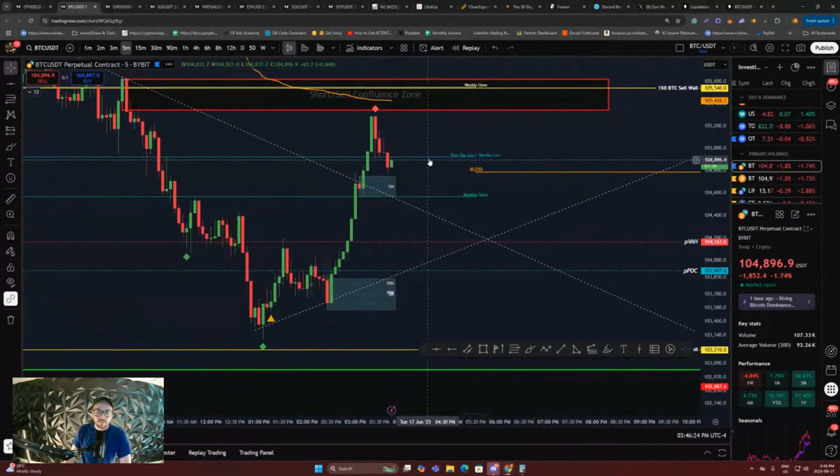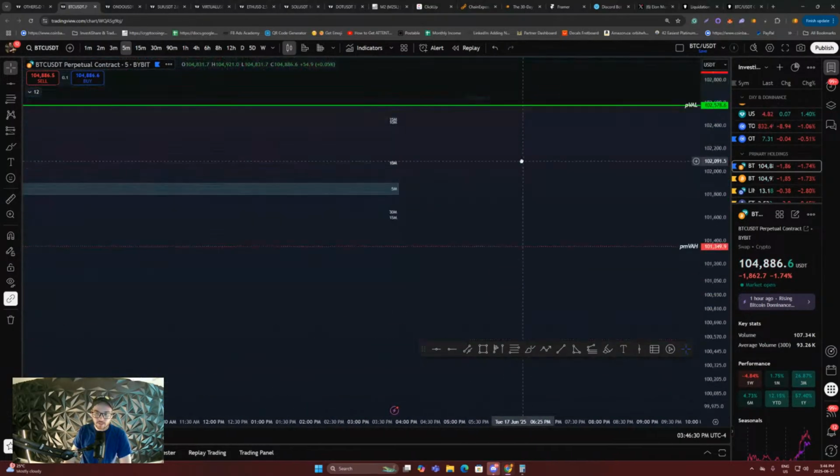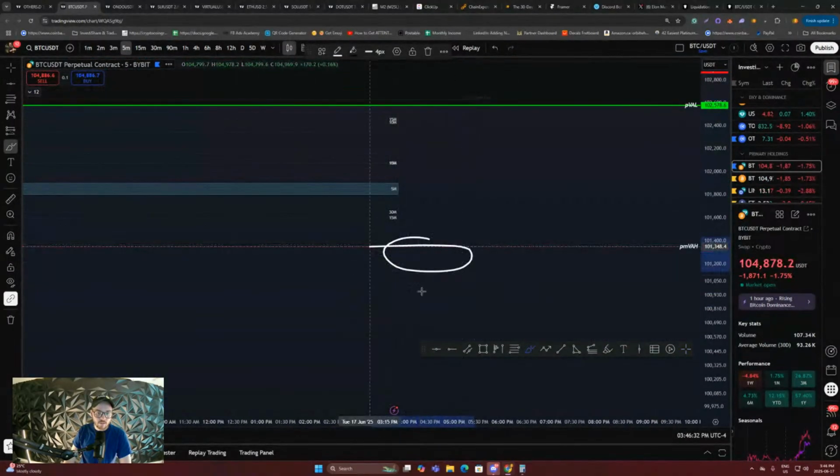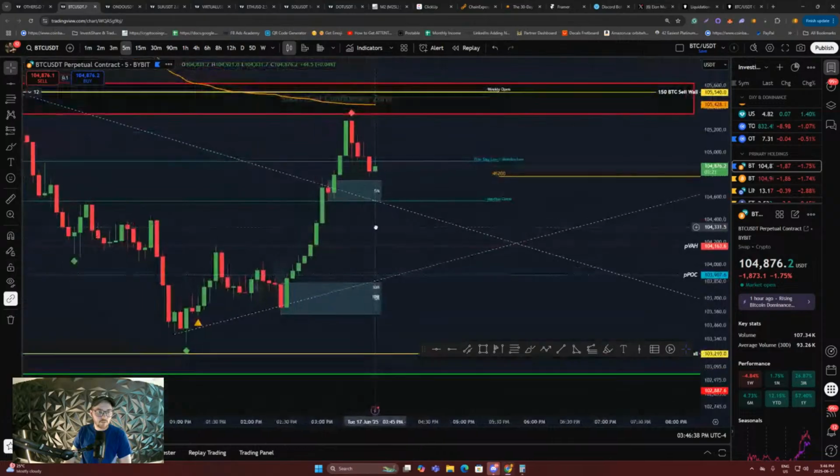But yeah, I believe we have a CME gap down there as well, which could be cool confluence if we get that confirmation of acceptance into this value area. We could come all the way down to that macro value low at 93K. And if we're down at 93K, we most likely will sweep that.